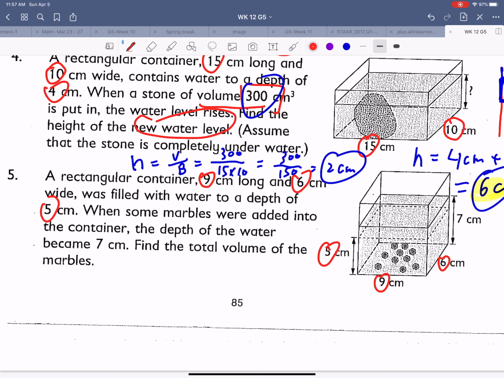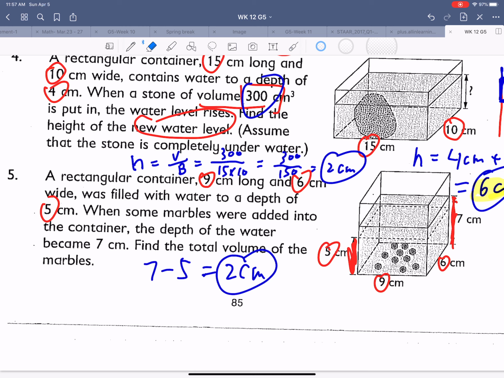Then we add some more marbles. The new depth right now is 7. Okay, so originally it is 5, right now it is 7. So what's the difference in height? You do 7 minus 5, which is 2 centimeters. Okay, 2 centimeters is the height increase. So the question is asking what's the volume of the marbles.